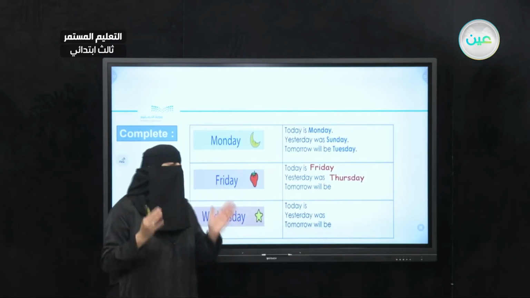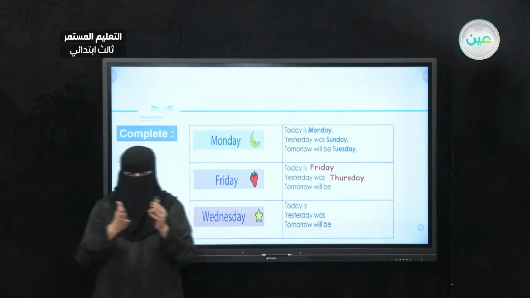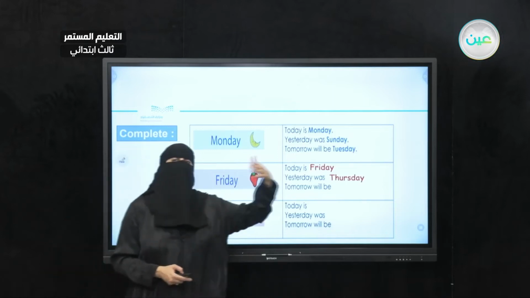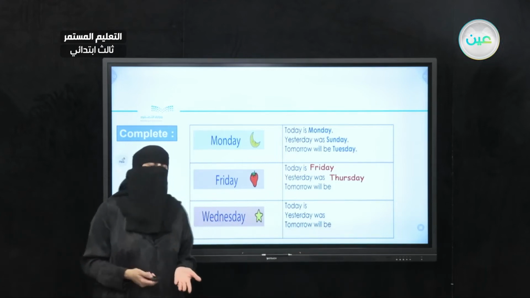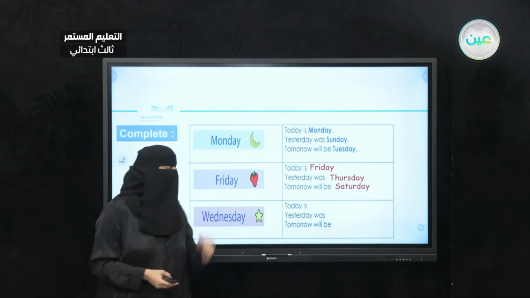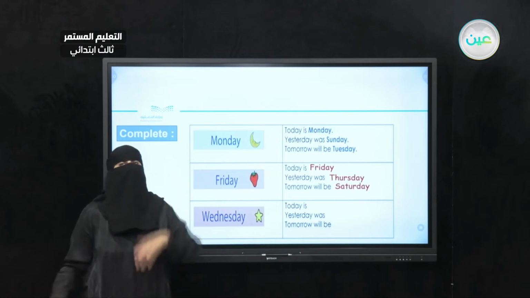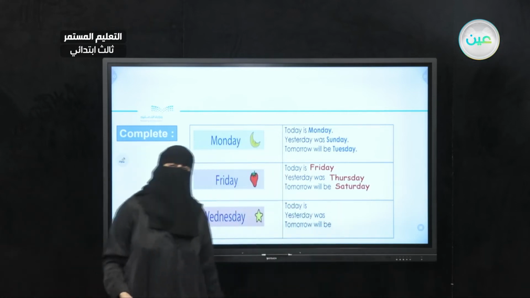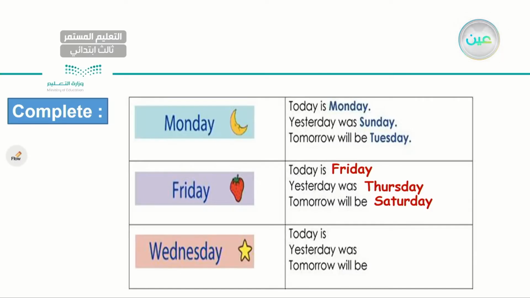Yesterday was Thursday. Okay, so Thursday, Friday, tomorrow. Tomorrow will be what? What do you think? Saturday. Very good, Saturday. So today is Friday. Yesterday was Thursday. Tomorrow will be Saturday. Very good, very good. Now let's go to the next one.